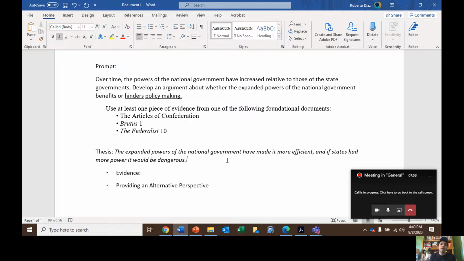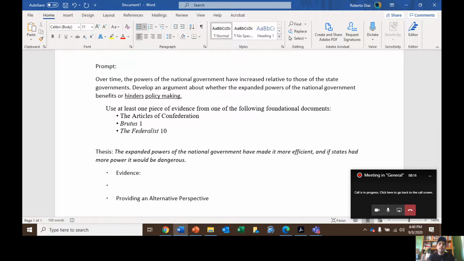This essay may focus on disorder, inequality if states have more powers than the national government, etc. That's what I envision this essay could focus on. I don't know yet because I haven't written it yet.